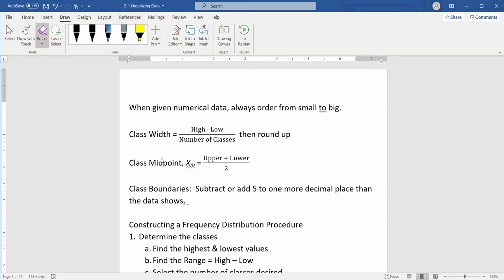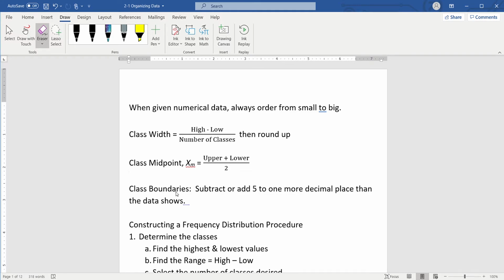Then you have this thing called a class midpoint, which uses the symbol x sub m. That is found by taking your upper plus your lower, dividing by 2. Now, this can apply to classes or class boundaries. You just have to read what you're asked to find or focus on, and then take the upper and lower of that itself, each one, because there will not be just one class or just one class boundary. You will have multiple, and you would have to find the midpoint, if requested, for each and every single one of those.